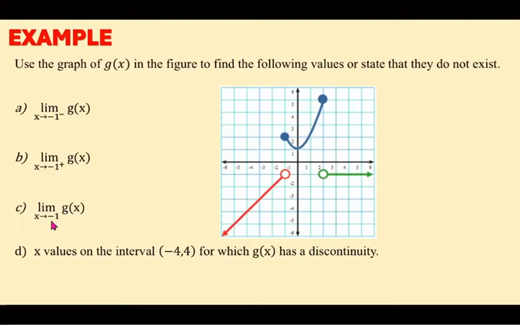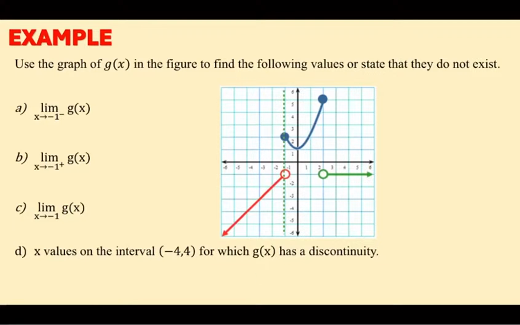So we are interested in all these three: the left-hand limit, the right-hand limit, and the limit of the function at -1. So what I'm going to do is, at -1, I'm just going to draw a vertical line so that it's easy for me to handle this problem. Okay, so I've drawn a vertical line passing through -1, which is here.